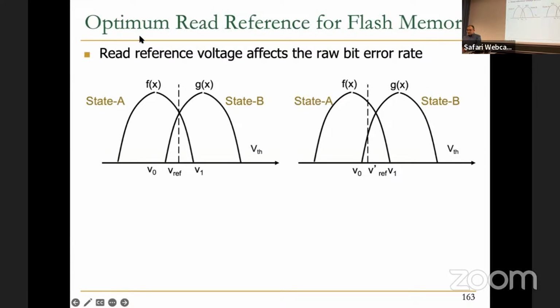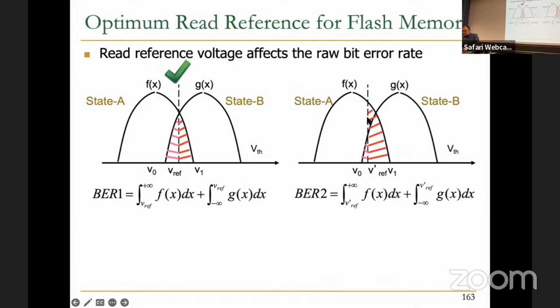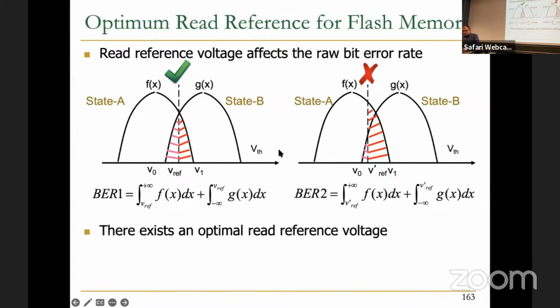So yeah, the optimum read reference for flash memory. That's the idea that we need. After some time, you have this window of threshold voltage where the distributions have some collision. If you set the reference voltage here, with this integral you're going to see that you have less area, and that can minimize the error, which is good. But if you set your threshold voltage here, you're going to have larger errors, and that's not good.